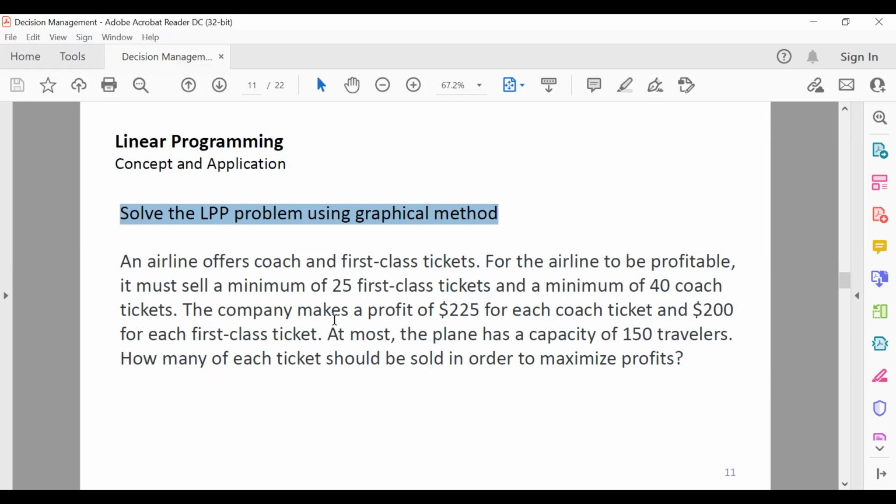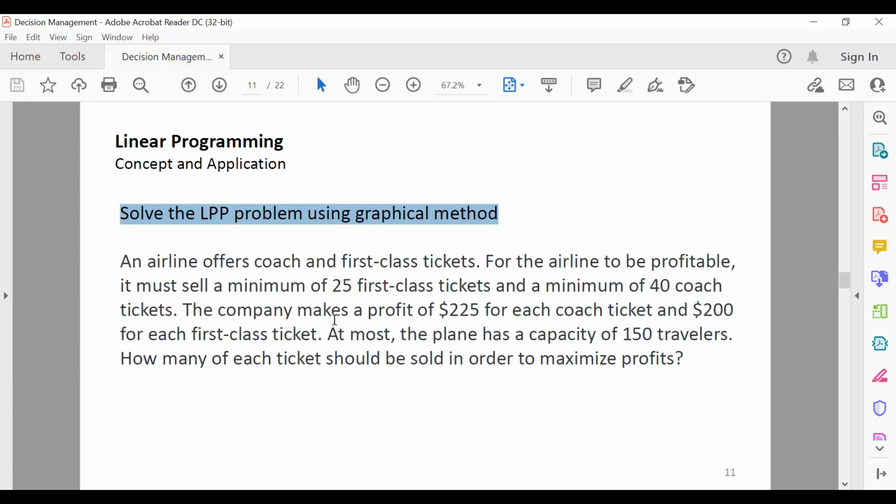Moving forward, at most, the plane has a capacity of 150 travelers. Is this an objective or a constraint? Can somebody tell? It's a constraint again. Absolutely. It is saying you cannot have more than 150 travelers. So you have to read that from the line. Am I right, everybody? Any doubts? No, we are good. Perfect. So it is again another constraint.